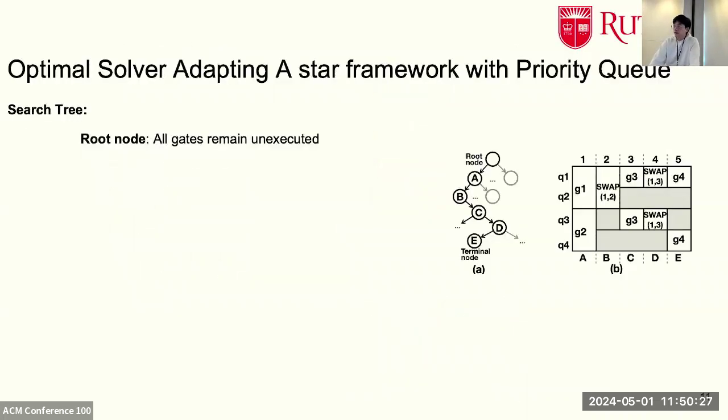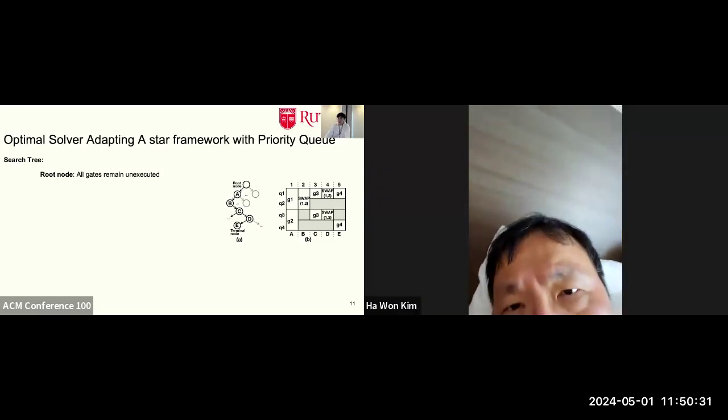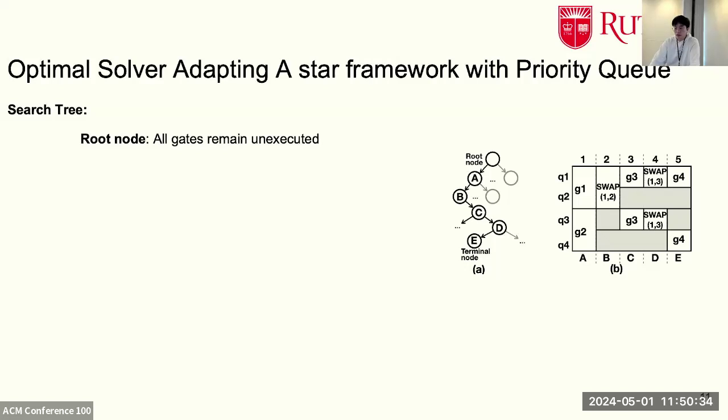And we use an A-star optimal solver to find such linear patterns and bipartite all-to-all interactions between two units. We explore the A-star search tree with a priority queue. The search tree starts from the root node. It means all gates remain unexecuted. Each edge stands for the execution of one possible combination of gates, including swap gates or C-phase gates, and all gates run in parallel. The cost is one cycle.